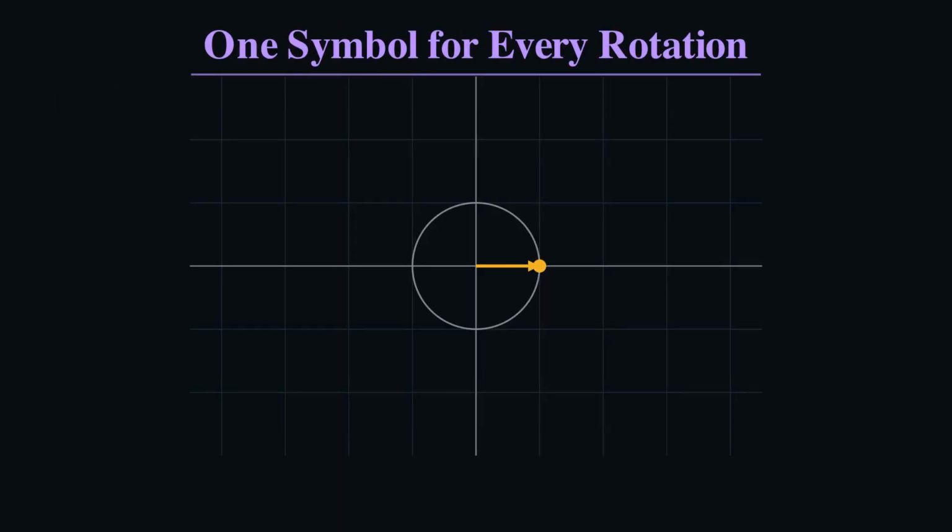And here is the crown jewel. Send a dot around the unit circle. Its shadow across is the cosine, its shadow up is the sine. Euler bundled all of that into one symbol, e to the i theta. As theta grows, the dot just keeps riding around. Every rotation in a single tidy expression.